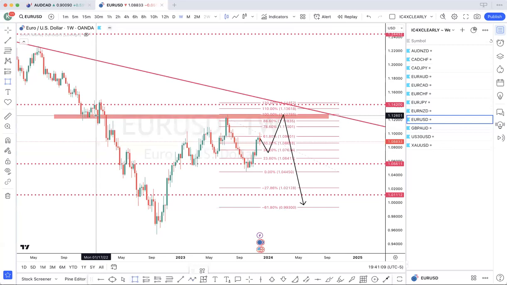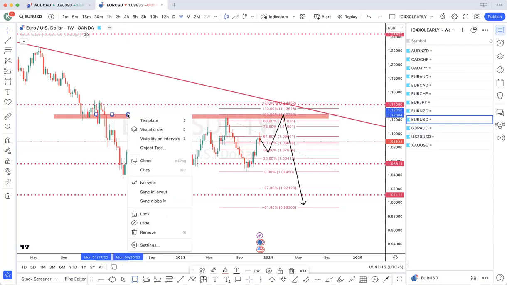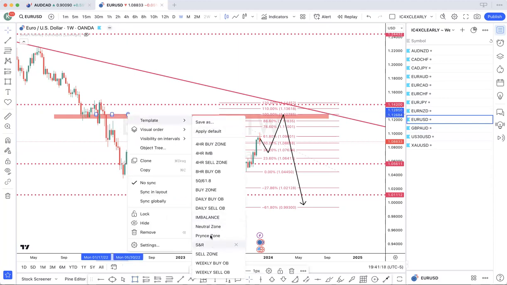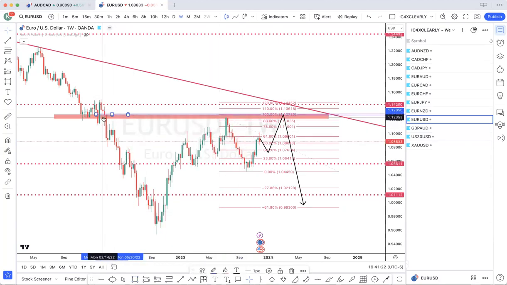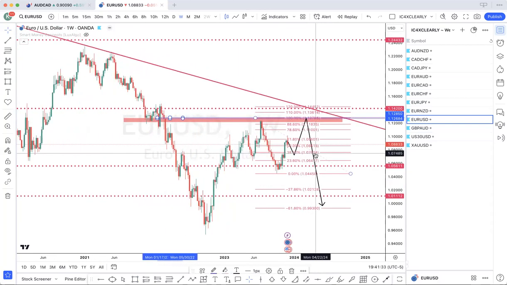Let me just mark it up. Imbalance. There's a candle without a wick. So it may just come up there and fill that, right? May come fill that and then start selling off. Okay. That's my thought for Euro USD.